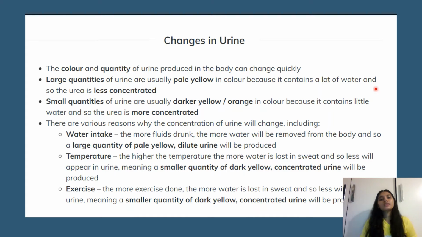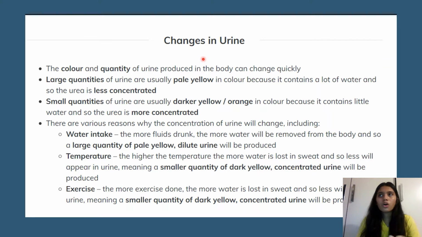Okay, now this is an important concept that I took a little time to understand, though it's honestly easy, so I don't know why I took that time, but I'll try and break it down for you. This is also from Save My Exams. So, changes in urine. The color and quantity of urine produced in the body changes according to the conditions that are posed by the environment or the circumstances you are under.